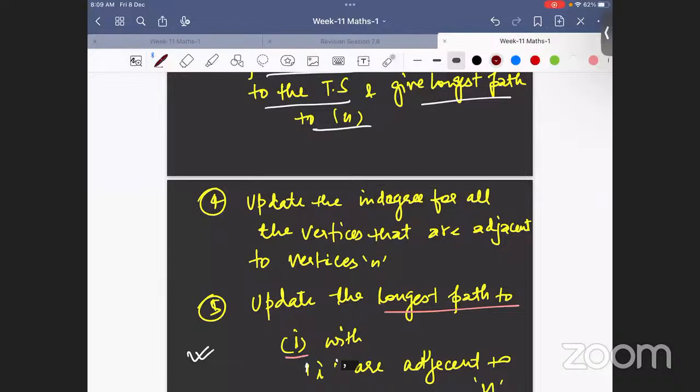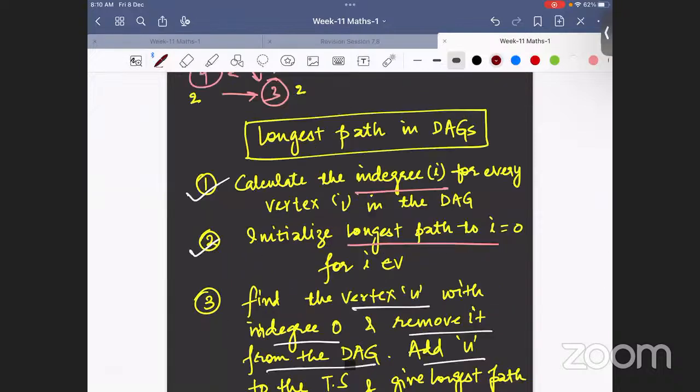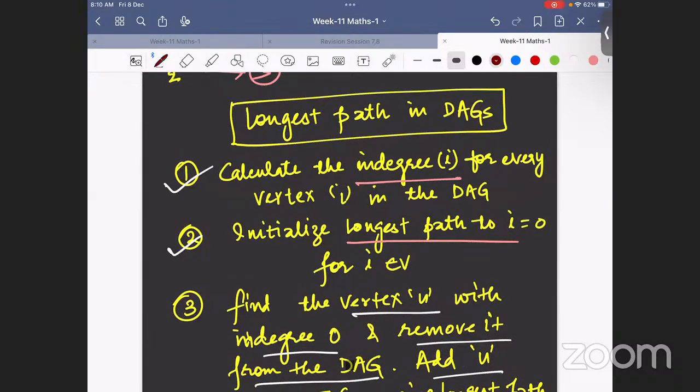Now come to the longest path. Here you have to update one more thing: the longest path to the vertex I. You start by calculating the in degree again, and then you initialize the longest path to I. You can initialize the value to 0, because you do not know where you are starting from, so you have to start from somewhere. That's why we initialize with 0 for all the vertices.